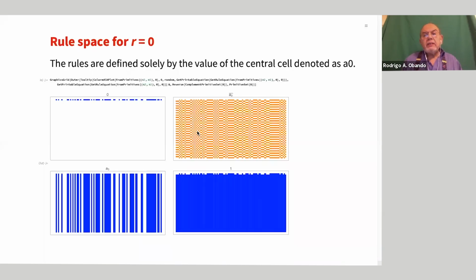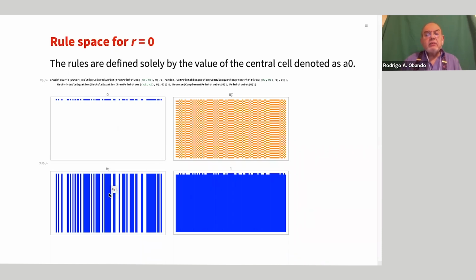So I did that, and it is a very, very simple rule space when R equal to 0. R equal to 0 means that in the evolution, neither of the neighbors of the central cell is considered. So we only have 4 rules. The 0 rule, which is the constant 0. We have the 1 rule, which is the constant 1. So regardless of what the cell is, it's always going to be 1. And this one, regardless of what the cell is, is always going to be 0.